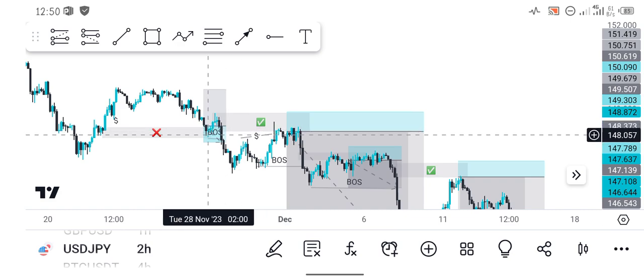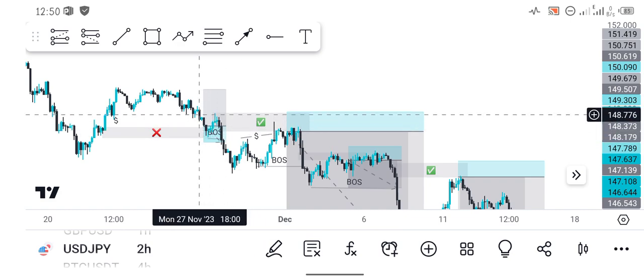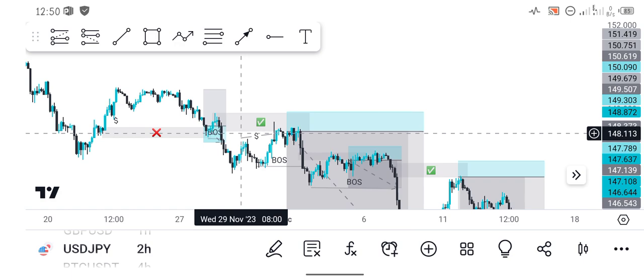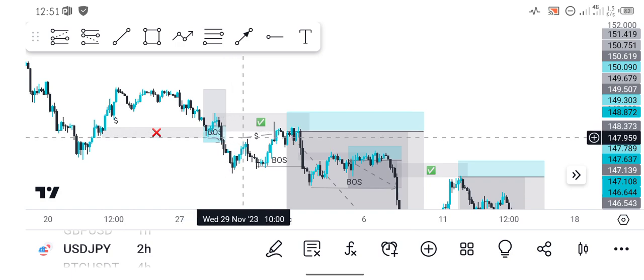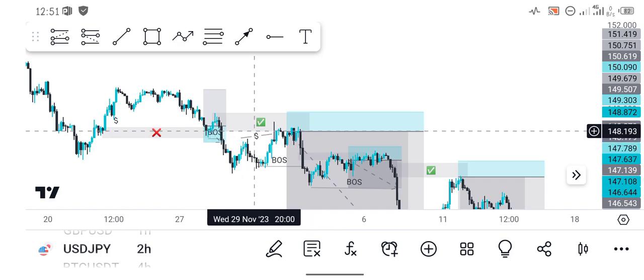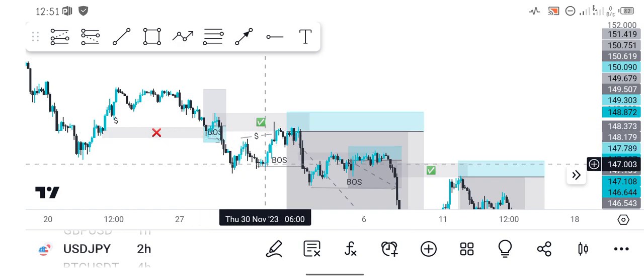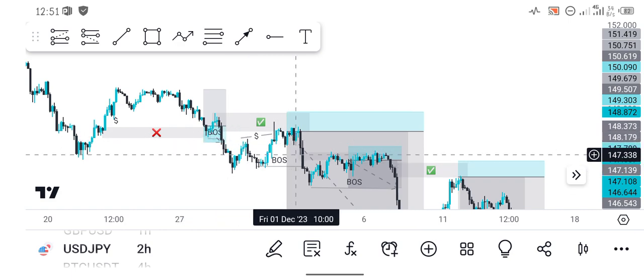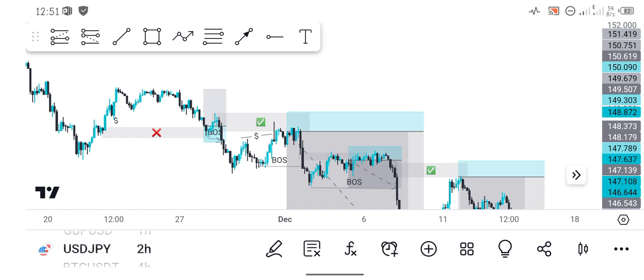First of all, it broke structure. It must correspond with the current market structure. That's the first criteria. Secondly, it must have a nice level of imbalance, which is this. And thirdly, it must have a nice level of liquidity, which is this liquidity in the form of a wick. And price, after creating the liquidity, came here, took it out, and started heading downwards.